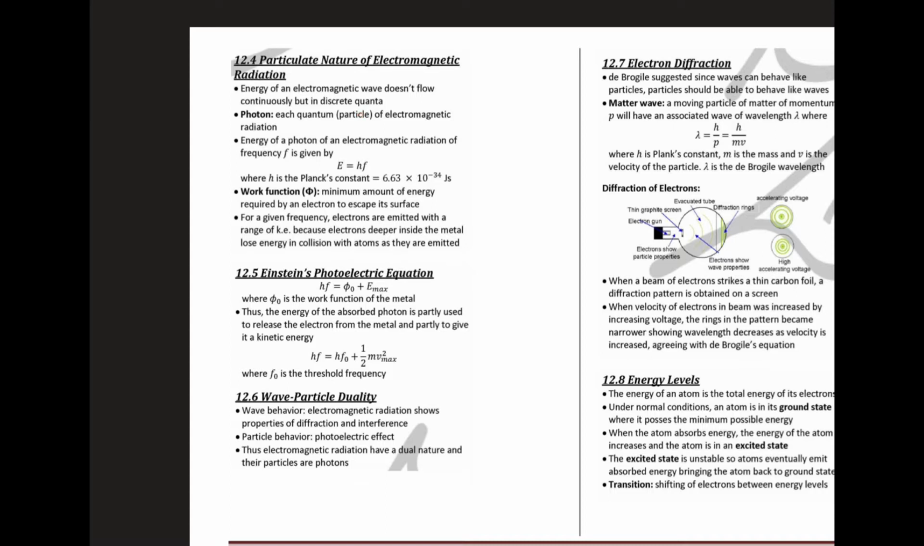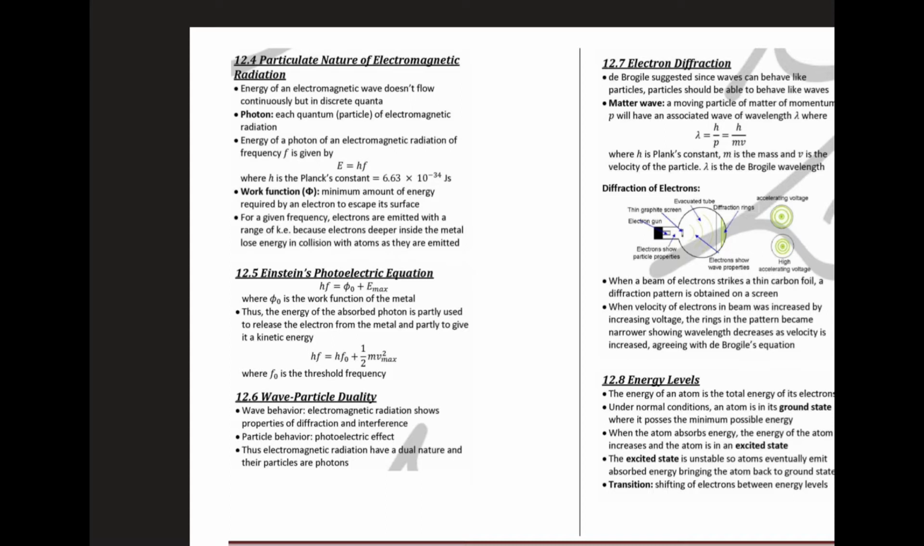So let's see the energy of a photon. Energy of a photon of an electromagnetic radiation of frequency f is given by this formula. So this is the formula to find out the energy in the UV light, for example. You just take the Planck's constant, this value, multiply with the frequency, then you will get the energy of the photon. Let's use this formula. Okay, so frequency of the UV light, of course, they have to give you, then you can work it out.